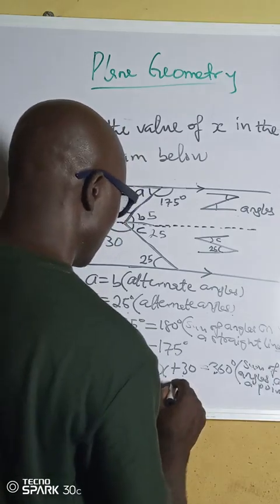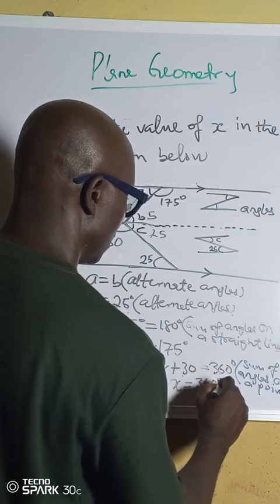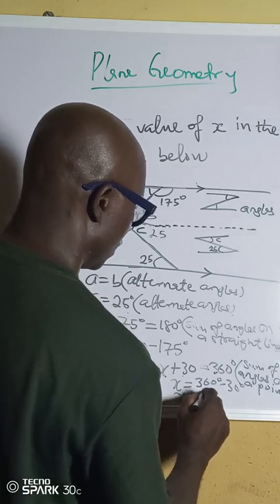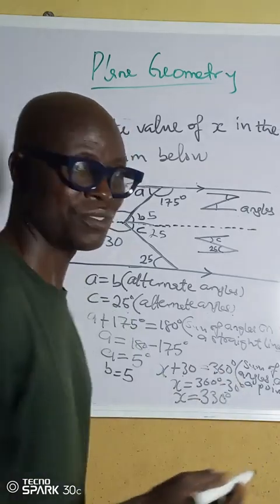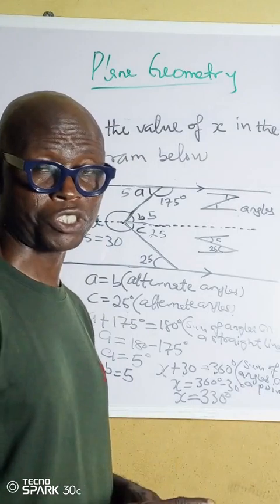Okay? What do we now have? x is equal to 360 degrees minus 30 degrees. The value of x is now 330 degrees. Very simple. Very simple.